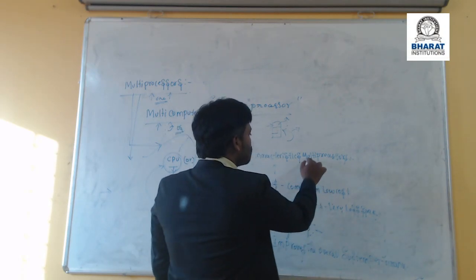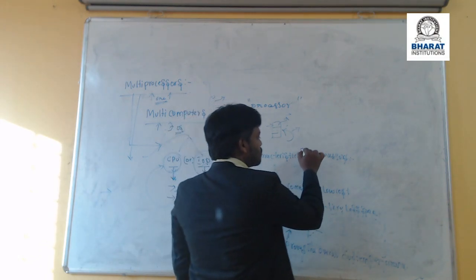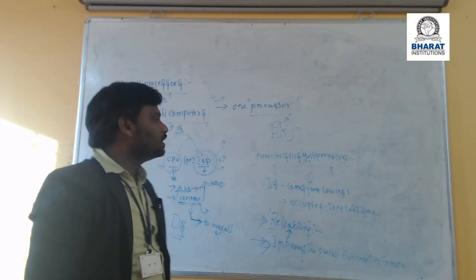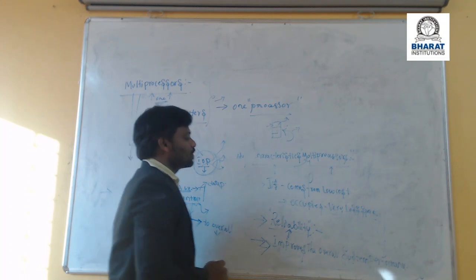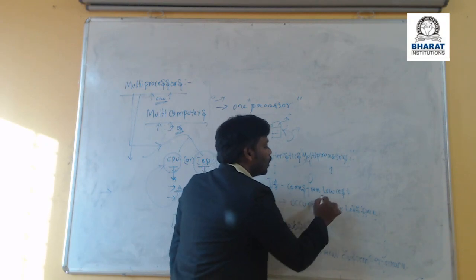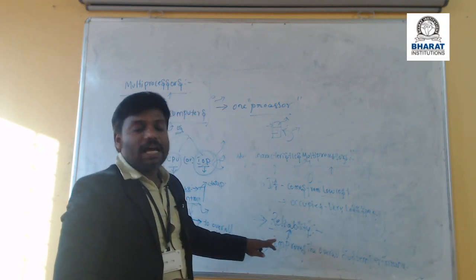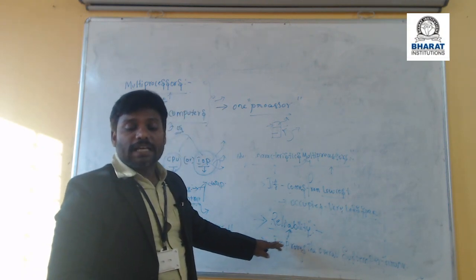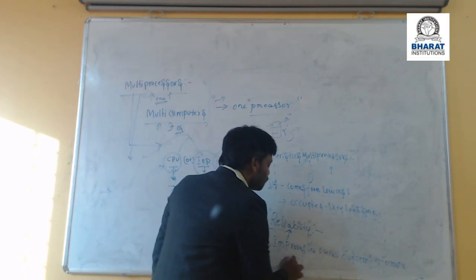By using these advantages, our multiprocessor system enhances the overall system performance. These are the characteristics or advantages of our multiprocessor system. The first one is that the multiprocessor system occupies very little space and is low cost. The second one is that it enhances the reliability of the existing system, and the third one is that it enhances the overall system performance.